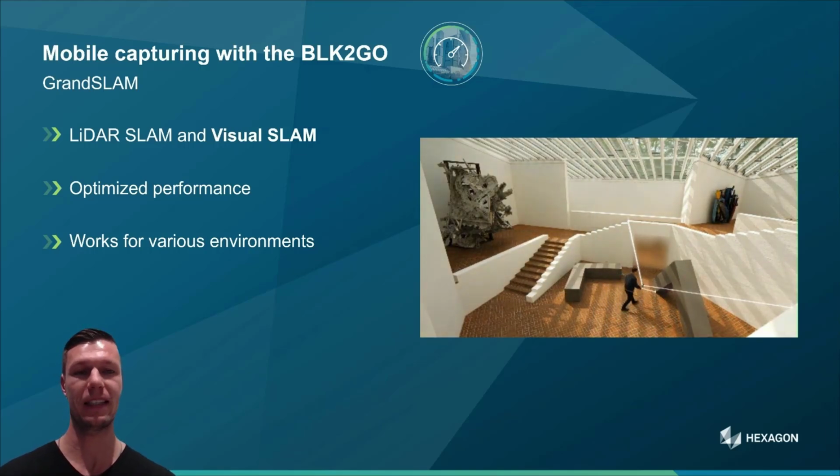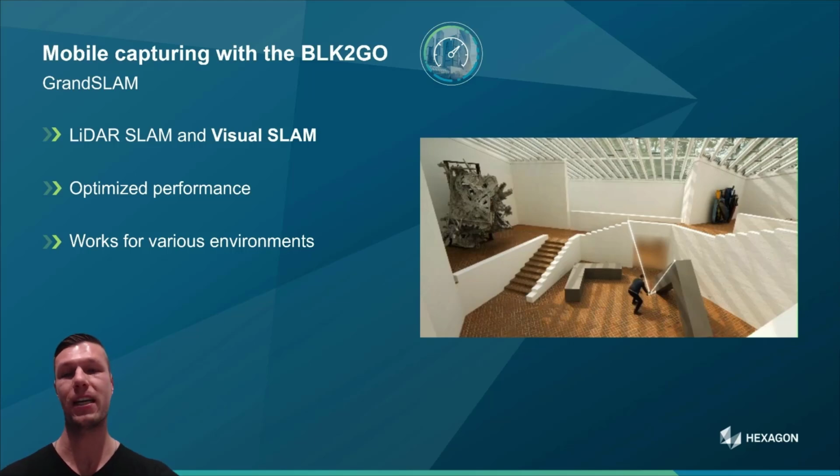And this basically makes the SLAM very robust, because we have a very sophisticated sensor fusion which makes use of the information that we get from the LiDAR system and the camera system. And this basically means that it works in various environments, as for example here today in the Swiss Optic facility, where we are facing dark areas, bright areas, large areas and small areas. So no matter where you are with the BLK2GO and its Grand SLAM, it works in a very reliable and good way.